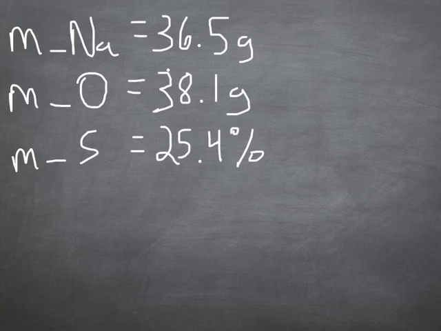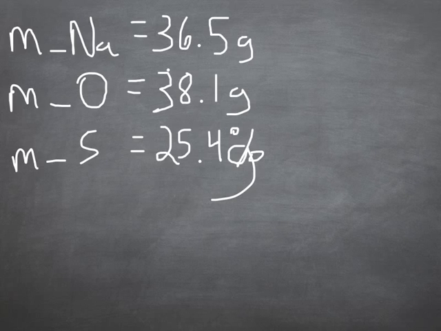Now that we've determined that 100% is going to equal 100 grams, we can simply take the percentages given in the question, which were 36.5 for sodium, 38.1 for oxygen, and 25.4 for sulfur, and assume that's how many grams we have. Since 100% equals 100 grams, the percentage of each is the same as the grams.